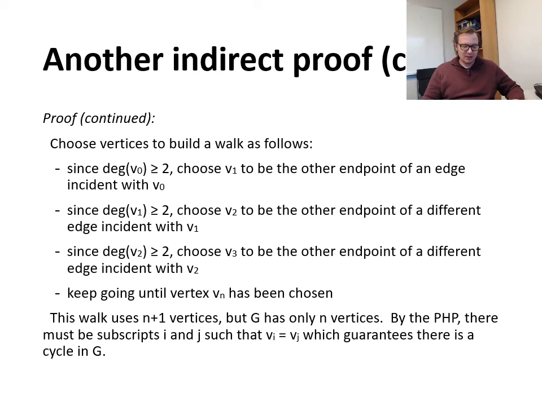And we can keep doing this until we reach vertex Vn to be chosen. So this walk uses n plus 1 vertices, but G has only n vertices. And so by our beloved pigeonhole principle, there must be subscripts i and j such that Vi is equal to Vj, which guarantees there is a cycle in G. And that concludes our proof. So here we did a proof by contrapositive that also involves the pigeonhole principle, which makes it a really interesting proof.